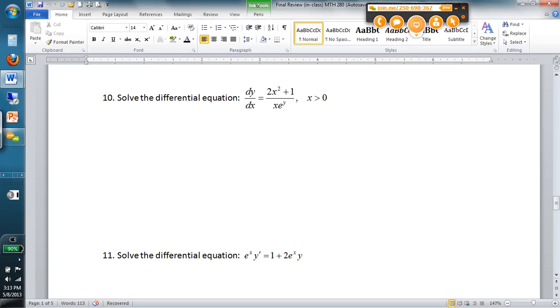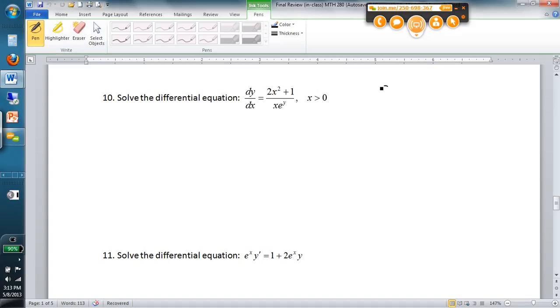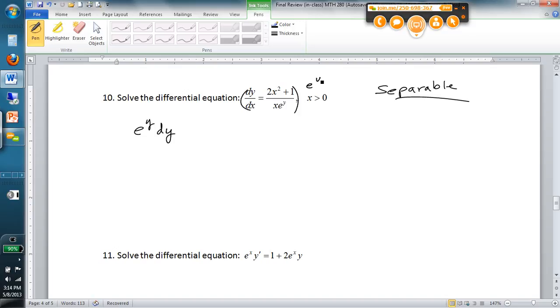And the reason it is so called is because we can separate the x's and the y's. So I want the x's, including the dx's, to one side, the y's and the dy's to the other side. So wouldn't that mean multiply both sides by dx and by e to the y? So I have e to the y dy, so I'm going to multiply both sides by e to the y and dx. That'll get rid of dx on this side, but I'll put e to the y on this side. And then (2x squared plus 1) over x dx to this side.